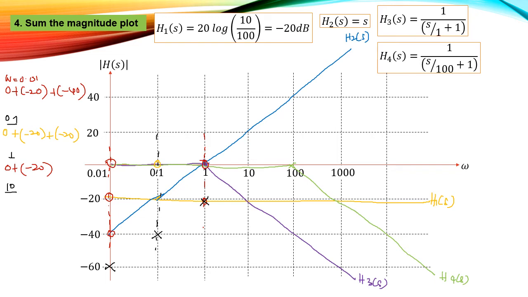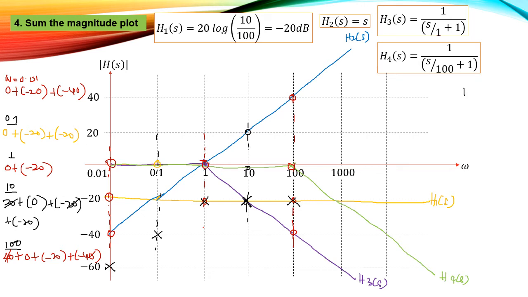At 10, you have crossing at 10. So you have here 20 plus here is 0 plus negative 20 for the yellow line, and you have another one, the purple one, negative 20. So altogether 20 minus 20 minus 20 is negative 20. So it's negative 20 again. Okay, at 100, you have 40 plus 0 plus negative 20 plus the purple one is negative 40. So it is negative 20.